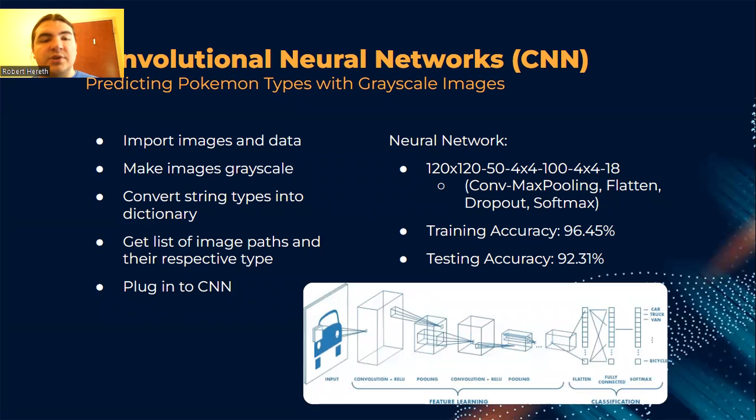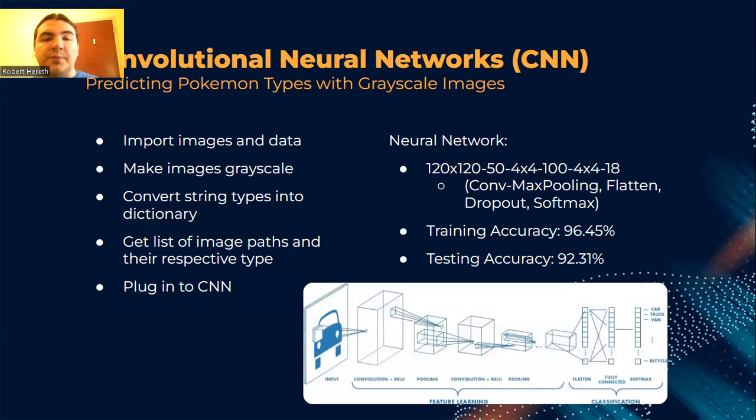The process for this was to import images, make them grayscale, convert string types into a dictionary so that I could actually predict those classes, getting a list of image paths and their respective Pokemon types, and then plugging it into a convolutional neural network. There's no alternative model for this, as image classification is rather difficult to do without a neural network. So for the purposes of this question, I only looked at the neural network itself. As you can see, the structure is somewhat seen below.